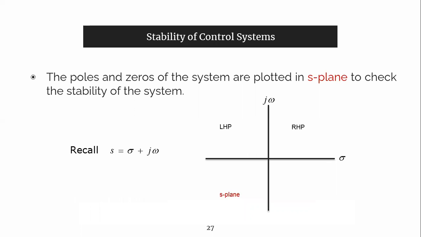See here how we can check the stability of the system by looking at this graph. The poles and the zeros of the system are plotted in the S plane. The plane on which we are interested to show the poles as well as the zeros of the system is nothing but the S plane, to check the stability of the system. That's why this notation is S, for checking the stability.